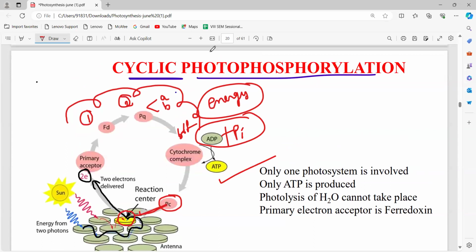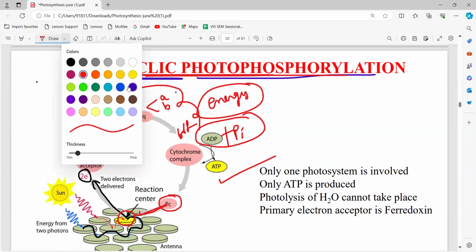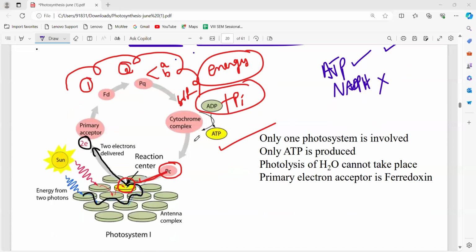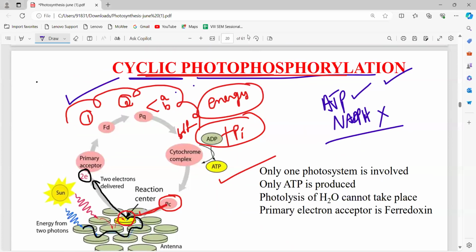Now, there is a very simple question. Answer, everyone: did we really fulfill the goal of the light reactions by using cyclic photophosphorylation or not? No, because the goal of the light reactions is the production of both ATP and NADPH. But we produced only ATP, we did not produce NADPH, because of the absence of the photosystem.